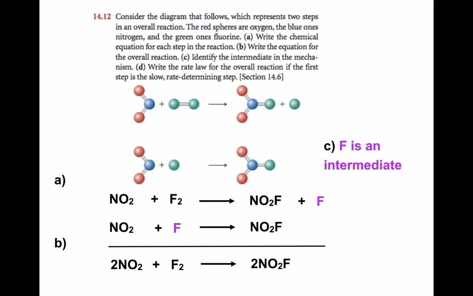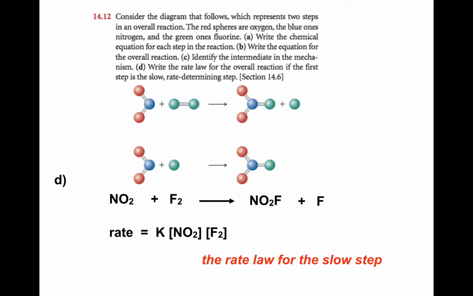D, write the overall rate law for the reaction if the first step is the slow step, the rate determining step. All right, one of the rules for reaction mechanisms is the slow step, the one that's holding everything up, waiting around for an effective collision between NO2 and fluorine, is what's holding this reaction back. So the rate law for that step has to match the overall experimentally determined rate law. So first order with respect to NO2, first order with respect to fluorine. It's a second order rate law overall.